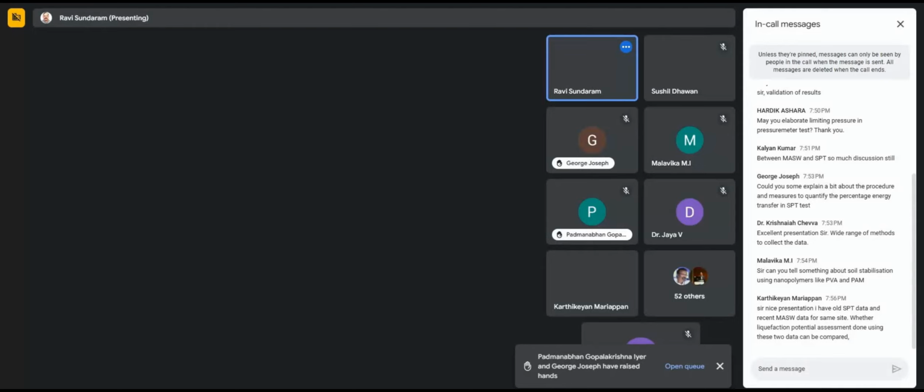Well, we don't have an answer to that. Liquefaction will definitely take place there. So we have to consider the studies. Obviously, you should.